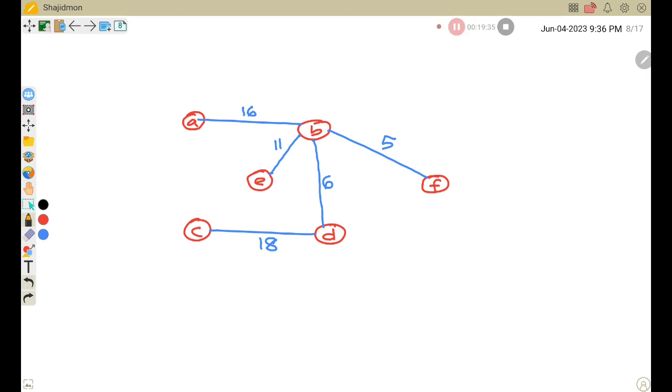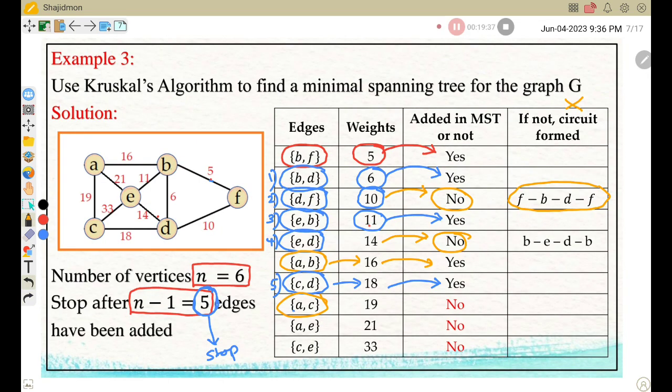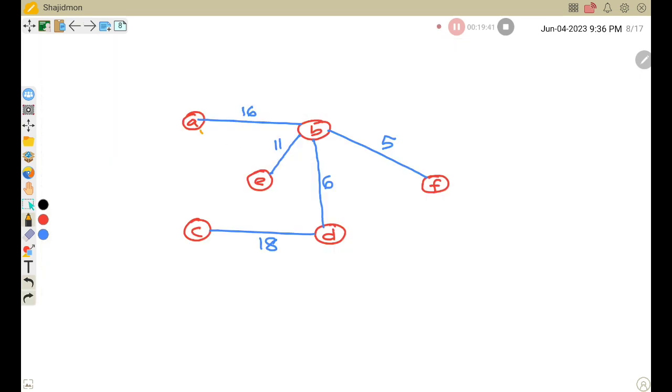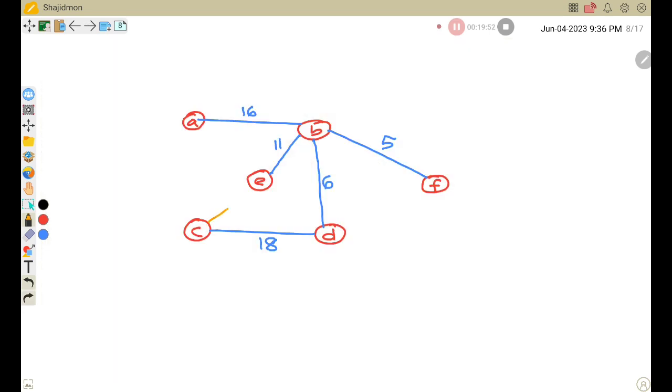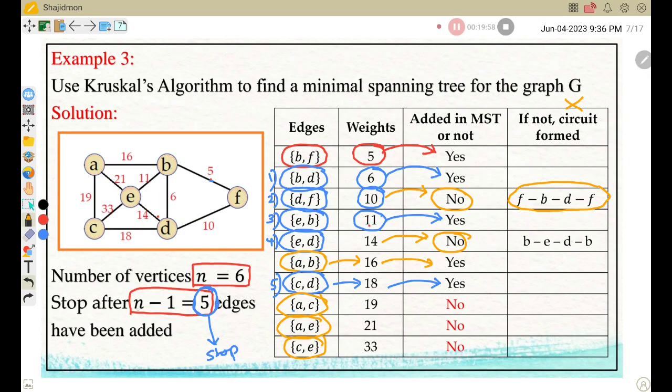In the same way, another edge also. AE also we cannot add. For example, AE. What is AE? This is AE. If you add it here, again one circuit will form. Correct. So that also is not possible. Now CE also not possible. If we add CE, see, it will form a circuit again here. So we have already added 5 edges, n minus 1 edges, so we can stop the algorithm. So we will get a spanning tree.